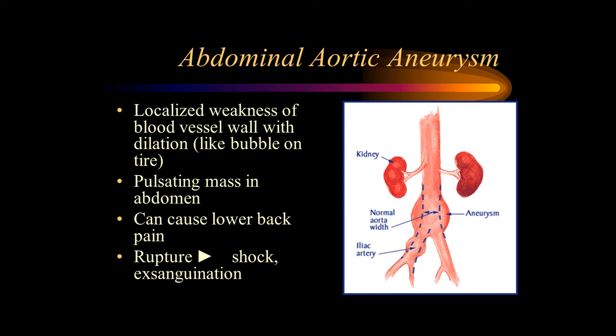So localized weakness of blood vessel wall with dilation, like a bubble on a tire. Pulsating mass in the abdomen can cause lower back pain because the aorta actually follows the spine. It's anterior to the spine, but it's retro to most of your abdominal organs. It's kind of in that gap back there. Can cause lower back pain. Rupture equals shock or exsanguination. If it ruptures, you can bleed to death within a matter of minutes.